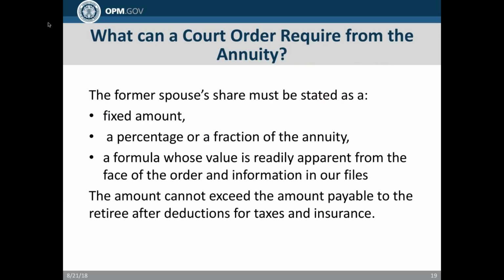The former spouse share must be stated as a fixed amount, a percentage or a fraction of the annuity, or a formula whose value is readily apparent from the face of the court order and information in our files. The amount cannot exceed the amount payable to the retiree after deductions for taxes and insurance. So, the annuity cannot exceed the net annuity of the retiree. So, we can award the former spouse everything up to 100% of his or her net annuity. But it must be clear in the court order exactly how much we're to give the former spouse.